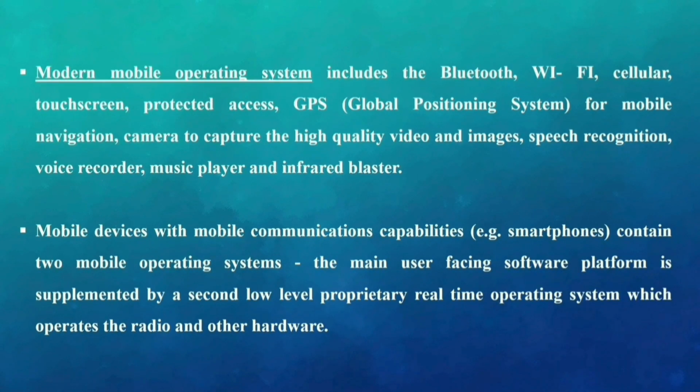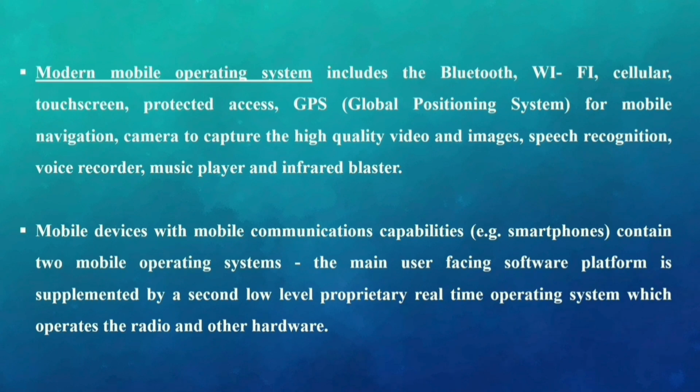A modern mobile operating system includes Bluetooth, Wi-Fi, cellular, touchscreen, protected access, GPS, which means Global Positioning System, for mobile navigation, a camera to capture high quality video and images, speech recognition, voice recorder, music player, and infrared blaster. Mobile devices with mobile communication capabilities, for example smartphones, contain two mobile operating systems.